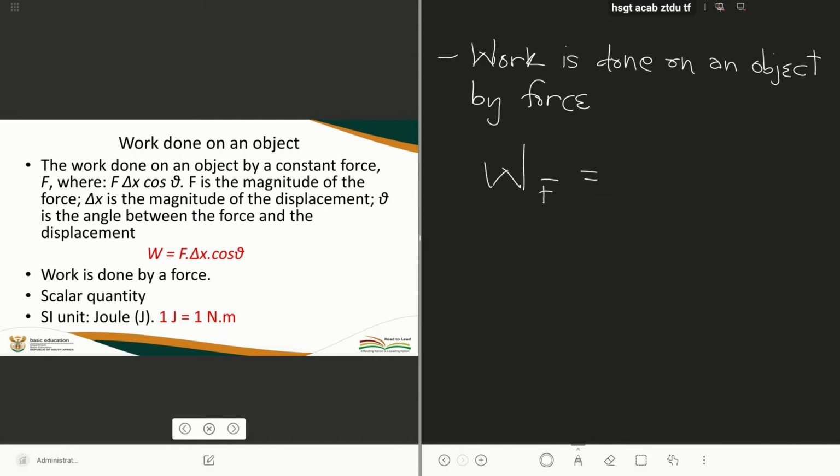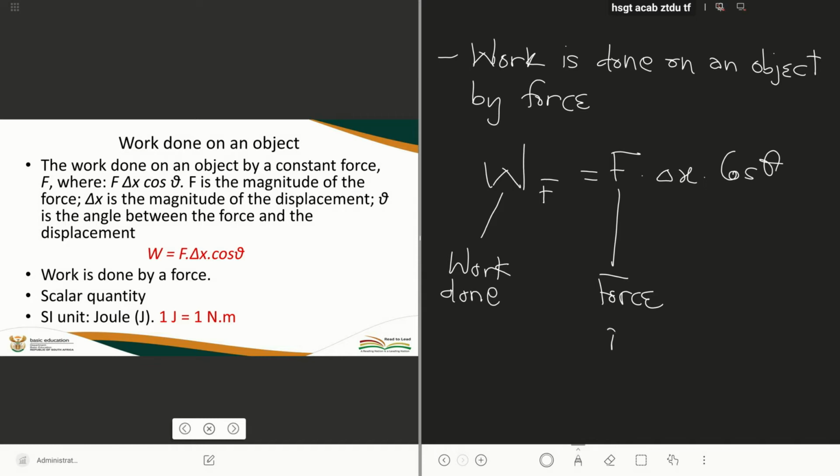So the work done by a force on an object equals the force acting on the object multiplied by the displacement of the object. And then there must also be the direction as far as the displacement of that object is concerned. Now, if you look at the formula, W equals F delta x cos theta. Now, this is the work done, okay, by a force. And then this is the actual force doing work on the object. So the force is in newtons, right?